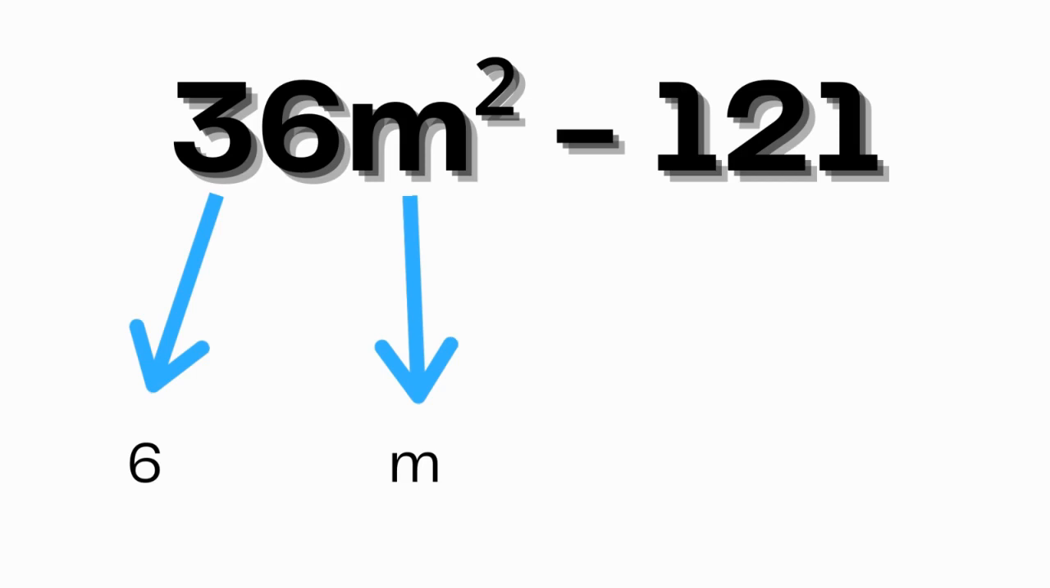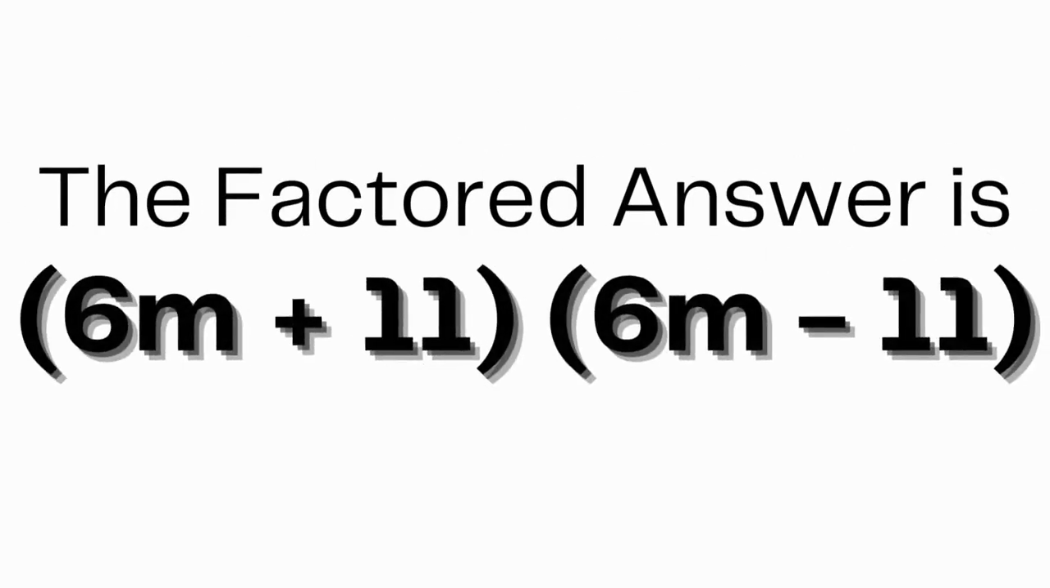For m squared, its square root is m, and 11 is the square root of 121. Putting the answer in the form of a plus b and a minus b, the factored equation is 6m plus 11 and 6m minus 11.